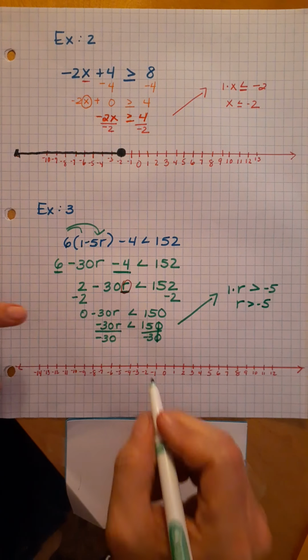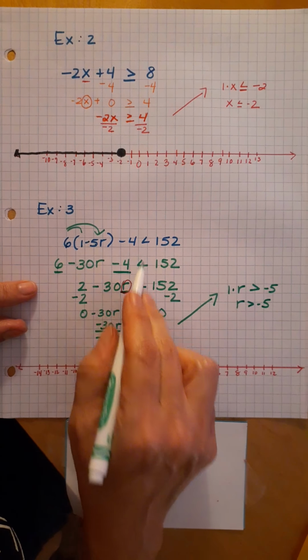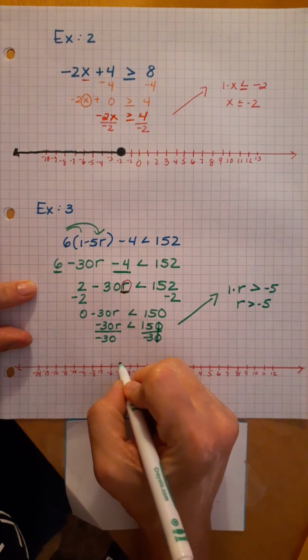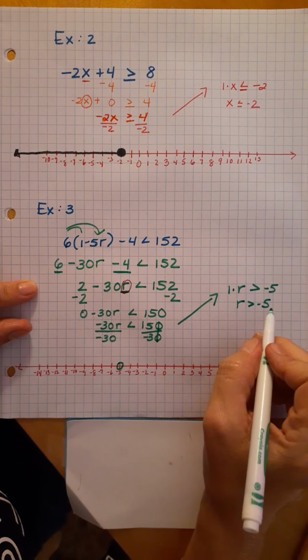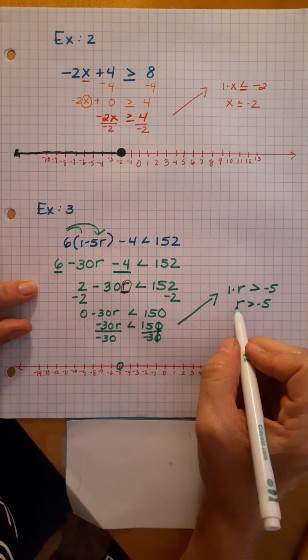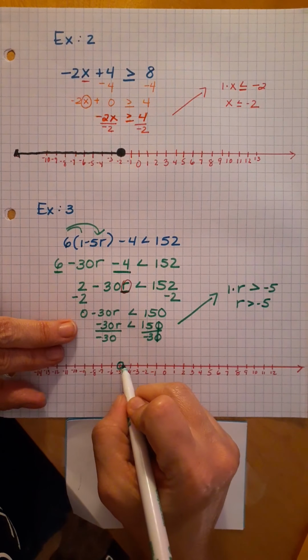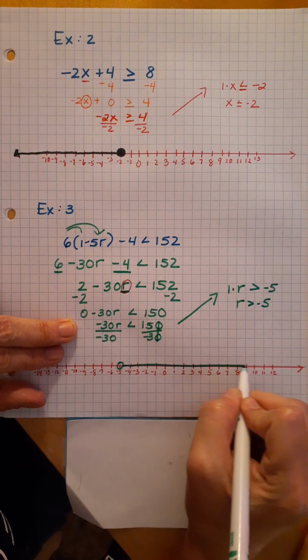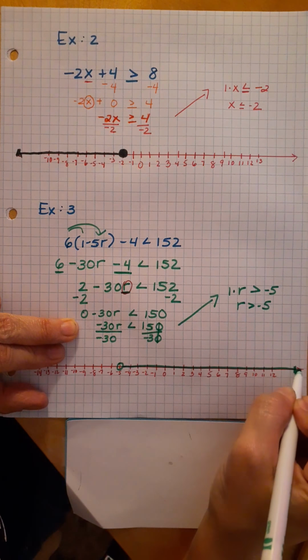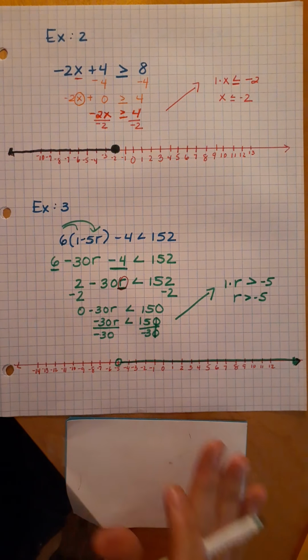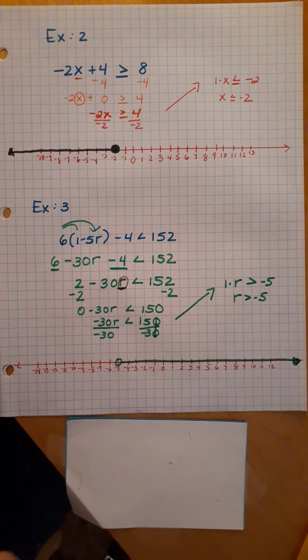And how do we graph it? We find negative 5. There was no equal sign, right? So it is an open circle. It does not include negative 5 in the solution. Whatever number this is has to be larger than negative 5. And that means all my numbers larger than negative 5 go in this direction. And there's my answer. So this is how we figure this out.